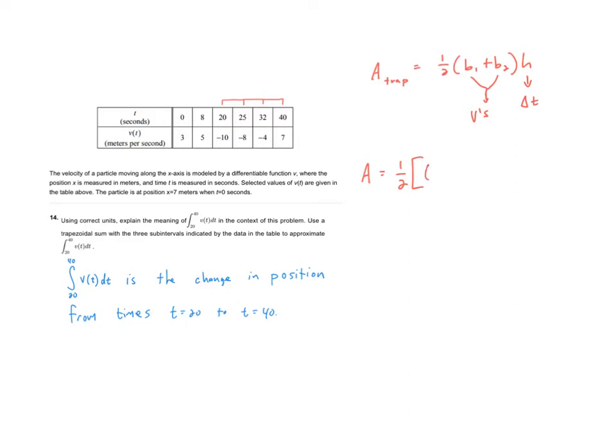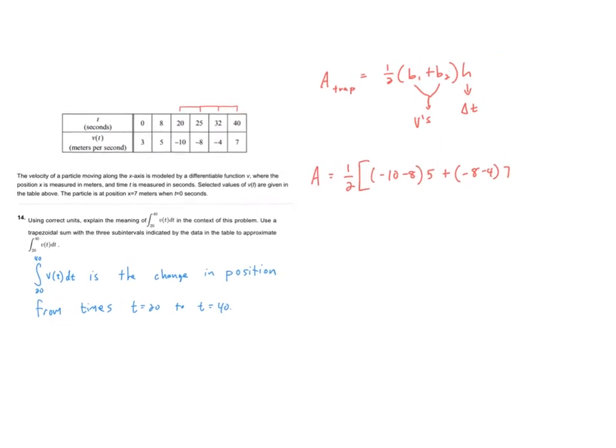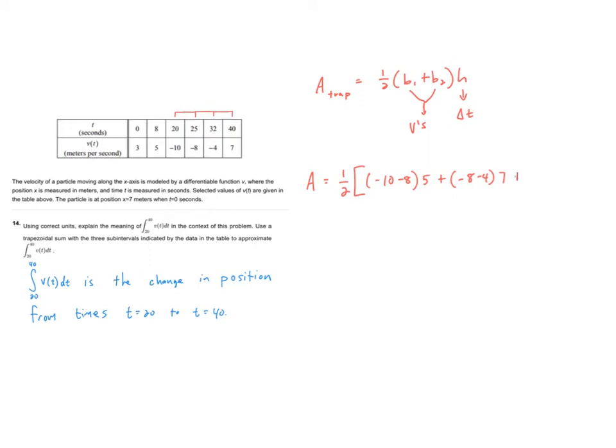For the first one, we'll do the sum of the bases, -10 plus -8, so -10 minus 8, times the height, which is really the change in time, which is 5. Do the next one, -8 minus 4, change in time is 7. Last one, -4 plus 7, change in time is 8.